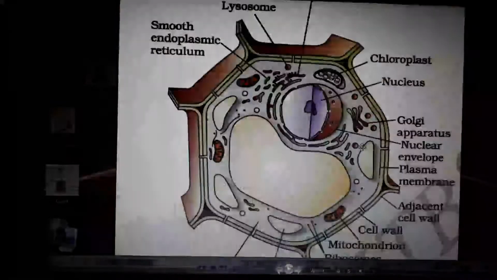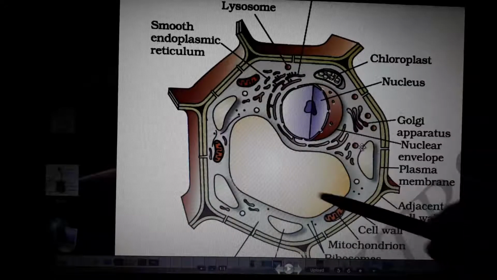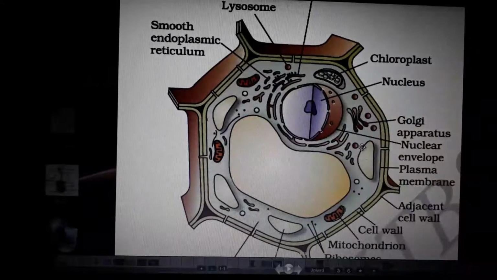Let's see in plant cells, where is mitochondria? See, mitochondria is present in both the cells, plant cells and animal cells also. And mitochondria acts as the storehouse. Understand? Whatever energy we have in our body, it is being stored inside this mitochondria.